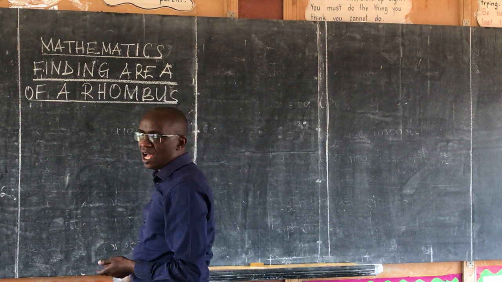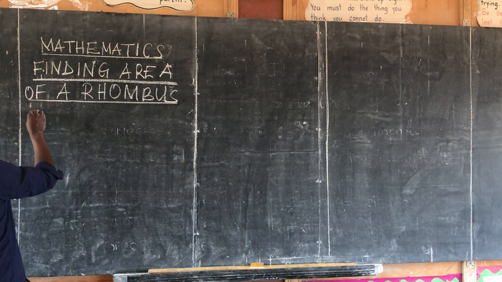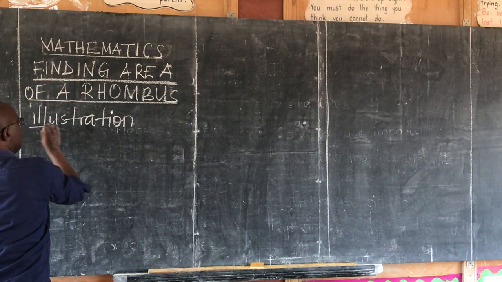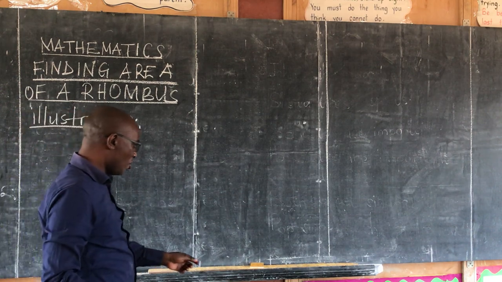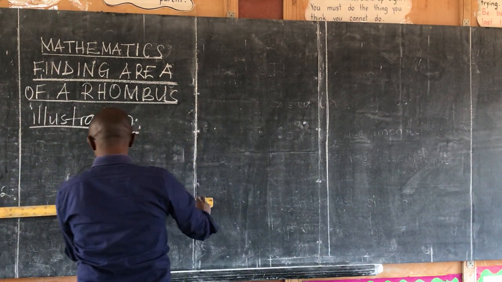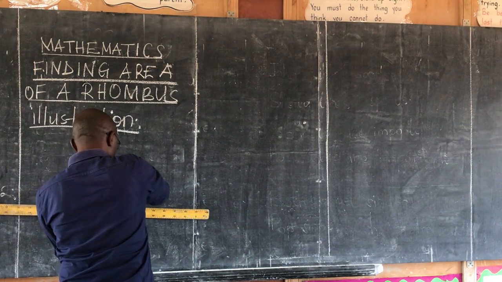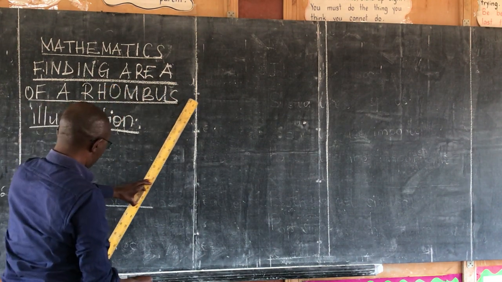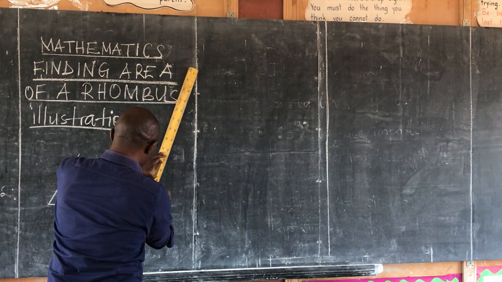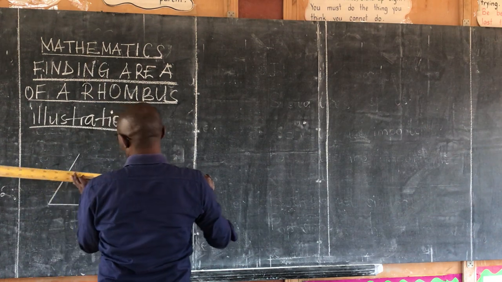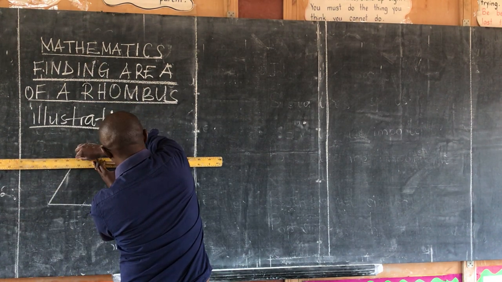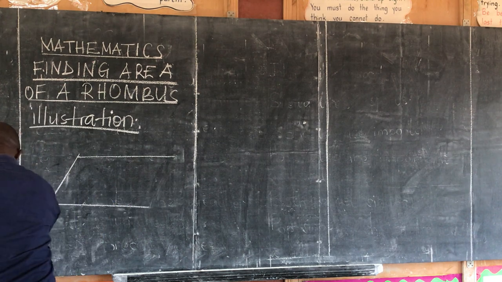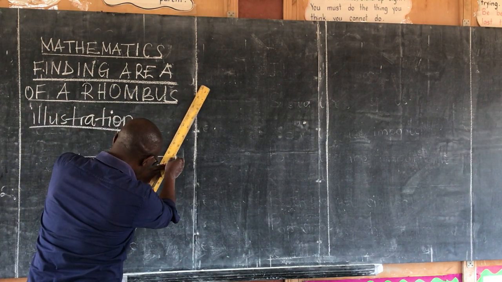First of all, we need to know what a rhombus looks like. Remember we said a rhombus looks like a slanty square. A square but slanty. Since it is a slanty square, that means all its sides are equal.